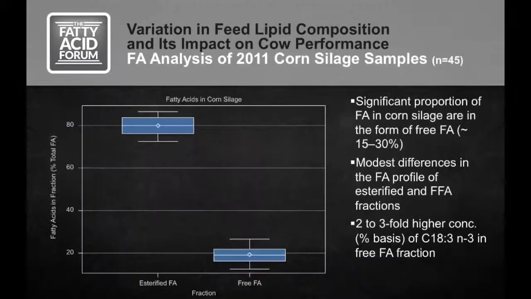data sets. And the first one I'm showing here is the corn silage samples that I showed earlier on. This is the same data set, but now looking at the fatty acids in each fraction, and the fractions we've listed out here are esterified fatty acids, which are going to be primarily triglycerides, or free fatty acids. And in this case, across these 45 samples, we saw anywhere from 15 to 30% of the fatty acids in those corn silage samples being in the free fatty acid form. So quite a large variation in the amount of free fatty acids present in these corn silages.